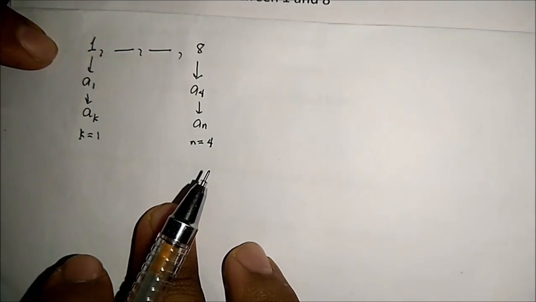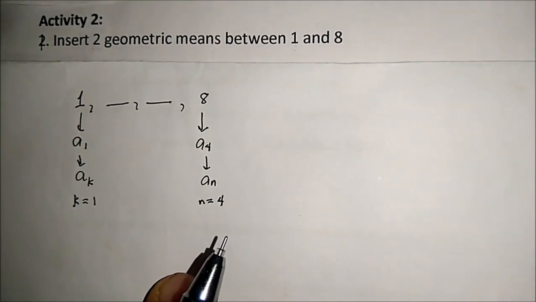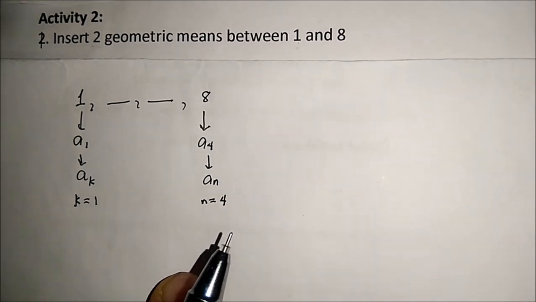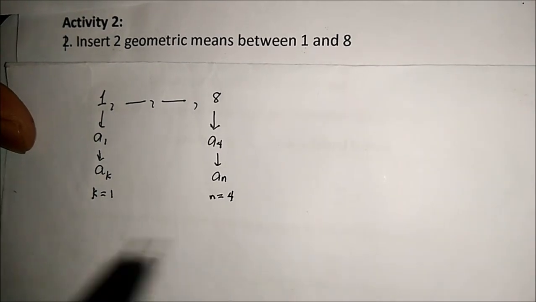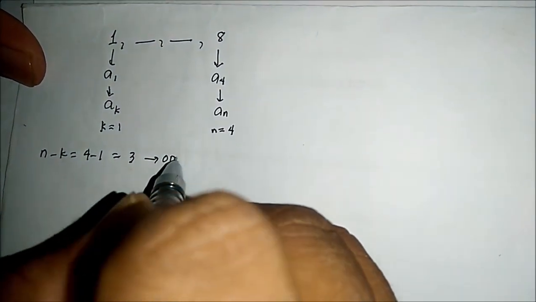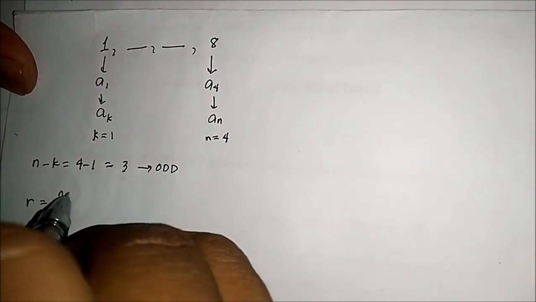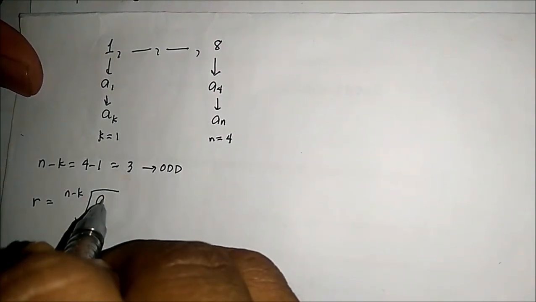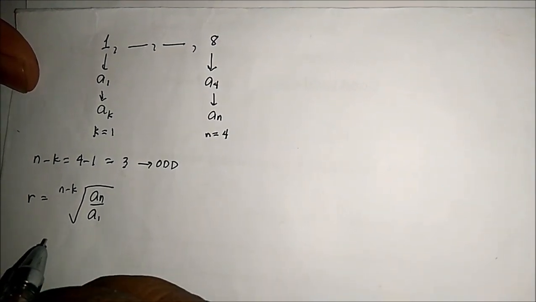Yun lang. So, first, we have to check the value of n minus k. Remember the rules. If n minus k is odd, walang plus minus. Pero kapag even, may plus minus. So, let's solve for n minus k first. n minus k is equal to 4 minus 1, and 4 minus 1 is 3. In this case, this is odd. So, walang plus minus. So, the ratio is equal to the n minus kth root of a sub n over a sub 1. So, wala tayong plus minus before the radical.